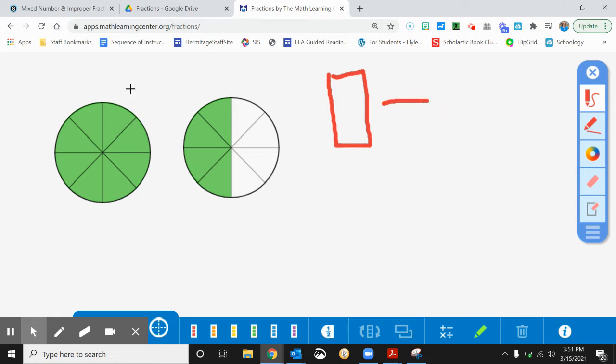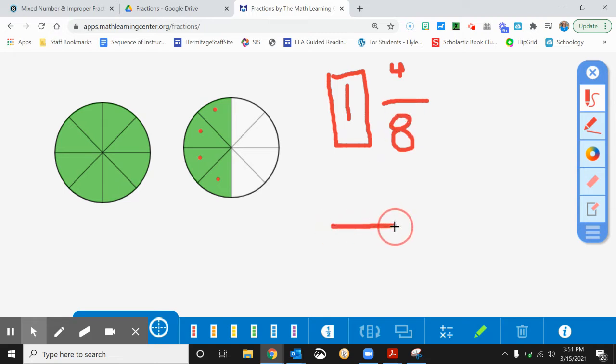So for my mixed number, here I have 1 whole, and then I need to figure out how many eighths do I have left over. 1 copy of 1/8, 2 copies of 1/8, 3 copies of 1/8, 4 copies of 1/8. So I have 1 whole and 4 eighths. That is a mixed number.